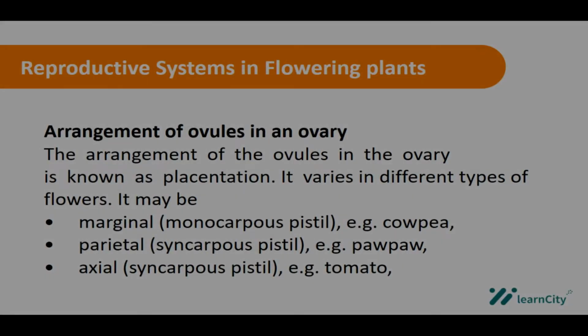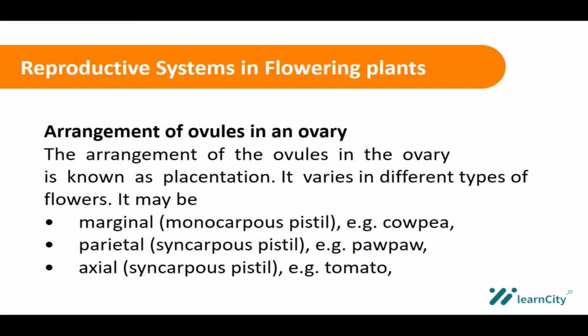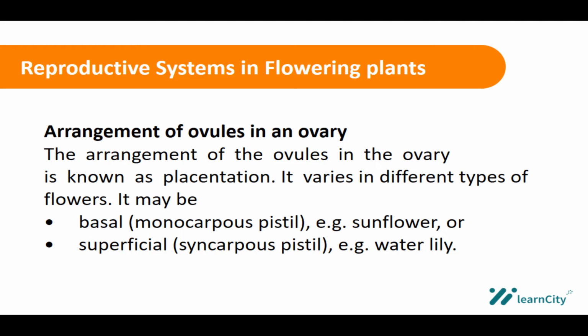So we have marginal placentation, we have parietal placentation, we have axial placentation. We also have basal placentation and superficial placentation. Now for the marginal placentation, the pistil is usually a monocarpous pistil. For example, we have that in the cowpea. So the type of pistil that is found in ovaries that have a marginal placentation is a monocarpous pistil.